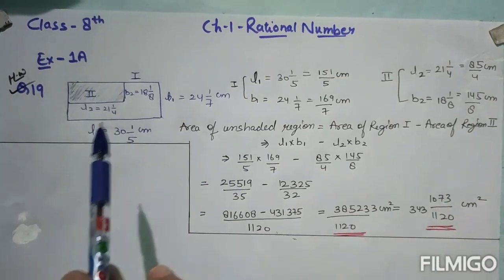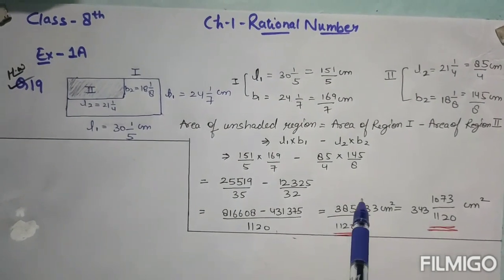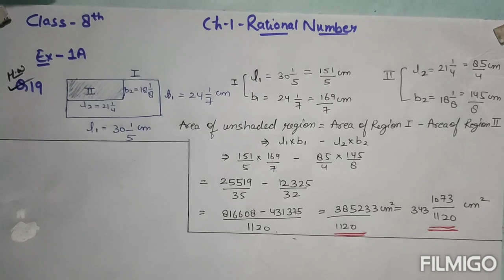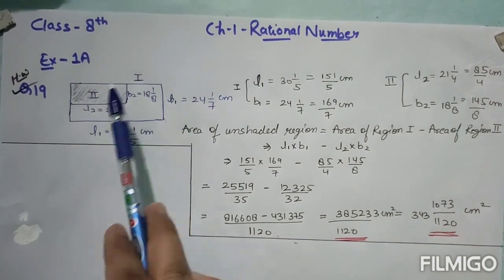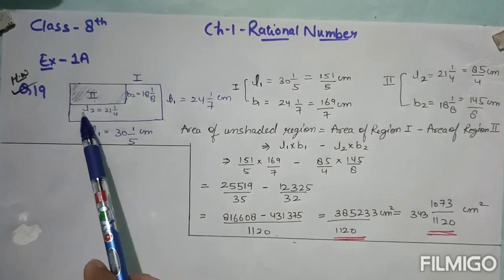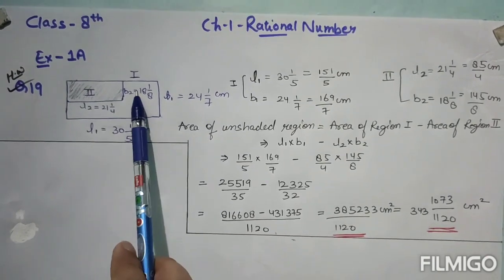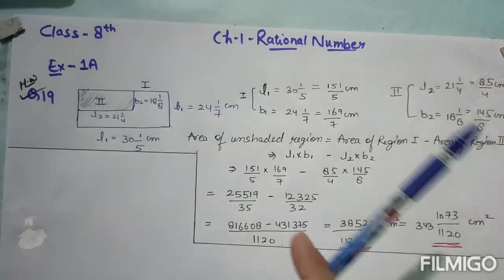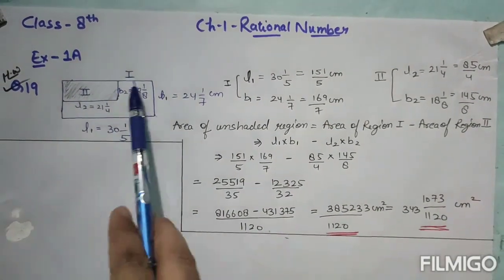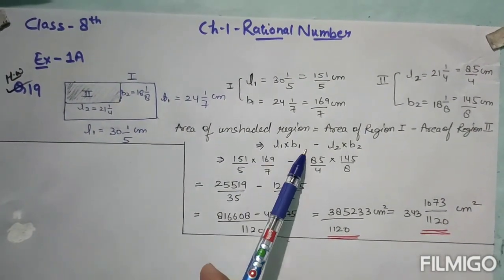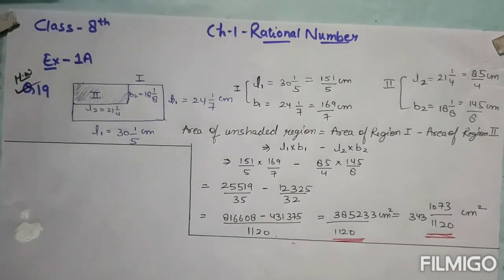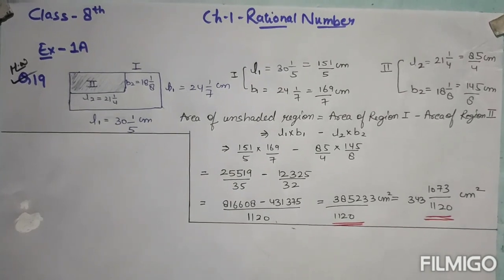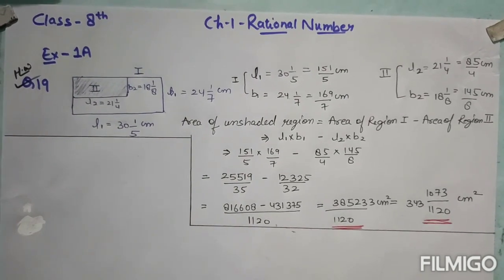So just check you are getting the same answer which I am getting. This is region 1, this is 2, and you have to find this unshaded portion. So area of first minus area of this second. As it is a rectangle, the area is length into breadth. Now we are going to continue with question 17. So let's begin.